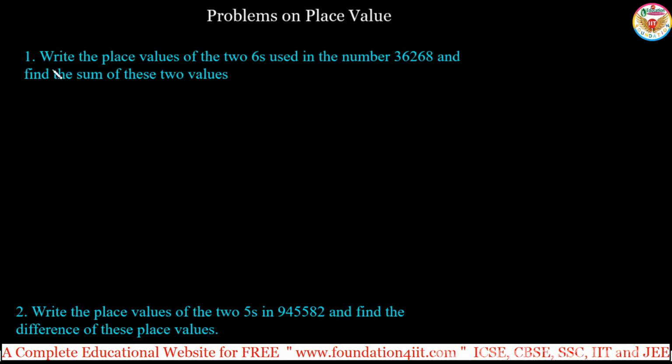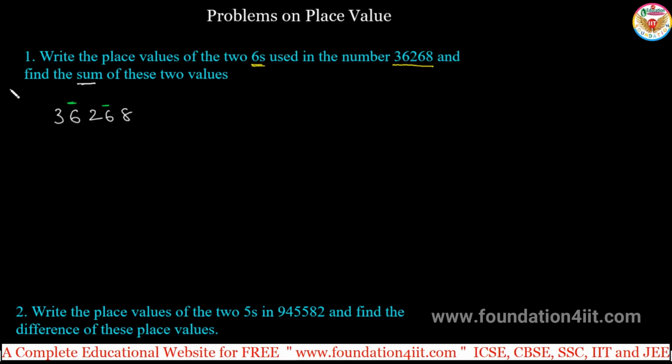First question here. Write the place values of two sixes used in the number and find the sum of these two values. So the number is 36268. So we have two sixes, one in tens place and one in thousand place. Units, tens, hundreds and thousand, right? So we have two sixes.